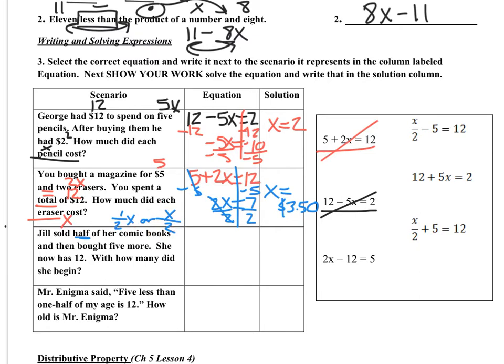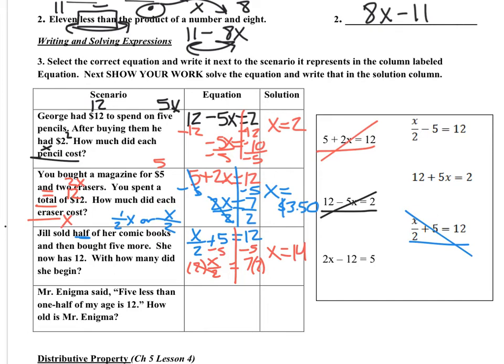So she sold half of her comic books, x over 2, and bought 5 more, so we're adding 5 to her collection, and it equals a total of 12. And that would be this equation, x over 2 plus 5 equals 12, and I can solve it. Subtract 5 on both sides, x over 2 equals 7, and multiply by 2, x will equal 14.